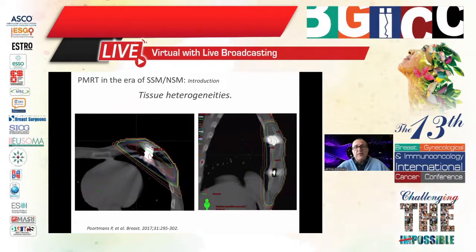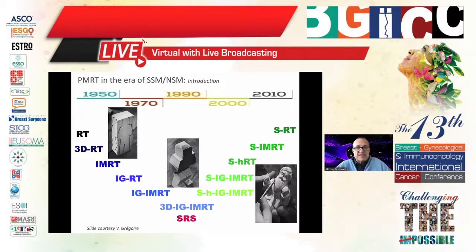And the valve of, for example, a tissue expander should be put such that it is not too close to the skin, because if it is, it can increase the risk of skin toxicity. But luckily enough, we know better how to shape our dose distributions. Instead of the old-fashioned square or rectangular field-based radiation therapy, we now have volume-based radiation therapy that we can nicely shape with our modern techniques.